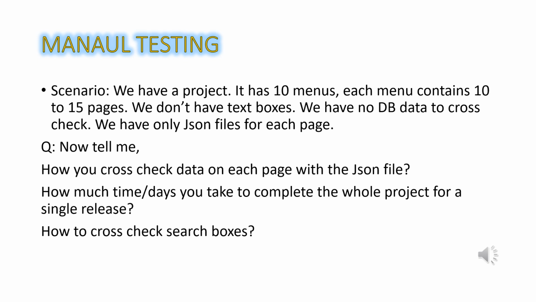I said I can compare the data of each JSON file related to the page manually. Then they asked how many days I would take to complete the whole project for a single release. I told them it will take up to 1 week. And how to cross check the search boxes? For the search boxes, if there is autofill, then I can get the data of the autofills and check. Otherwise, I will check through random content. That is how I answered.